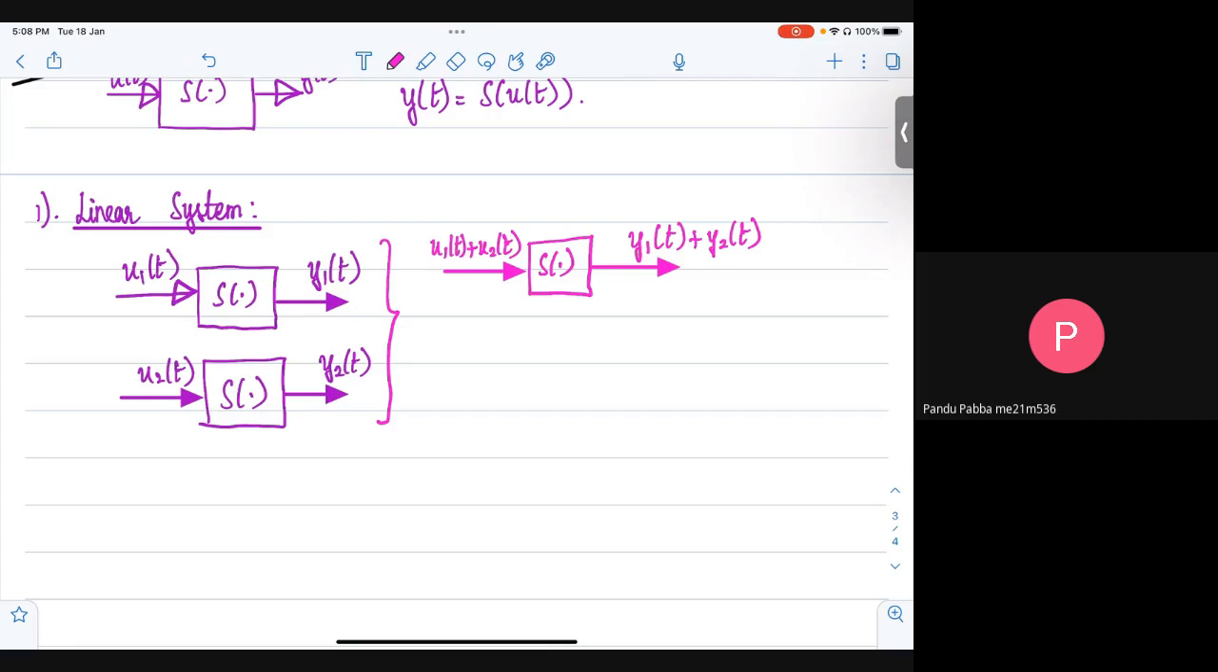Now, if I provide 10 plus 25, which is 35 degrees of steering wheel angle input, I should get 2 plus 5, which is equal to 7 degree change in the heading angle. Okay, so that is the first condition.